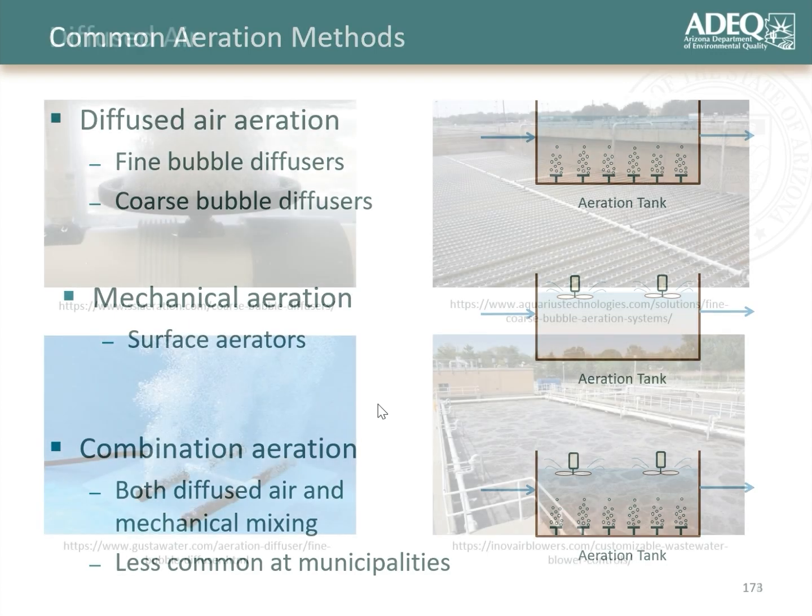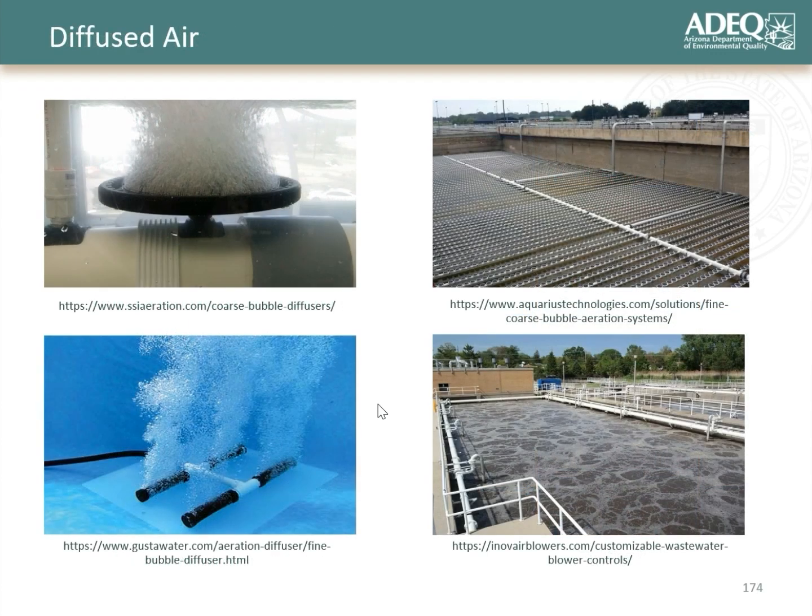This is an example of a couple of different diffused aeration systems. You can see here a good example of some coarse bubble and fine bubble diffusers. You can see how this is typically laid out with a manifold and a series of legs where the diffusers are all covering the bottom to provide aeration. And this shows you what that looks like in operation.